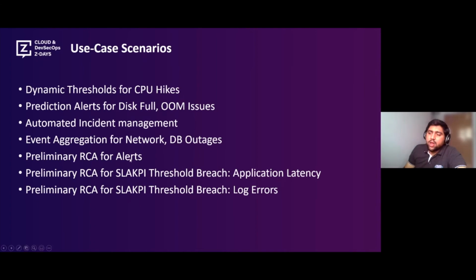And the last one talks about doing a preliminary RCA for certain events, whether they are threshold alerts or SLA KPI threshold alerts, like for application latency or log errors. So we do an RCA on top of the data that is being collected by the AIOps, try to find the correlation between the anomalies in the data, and present it as an RCA to the user, either through the dashboards or through the alerts.